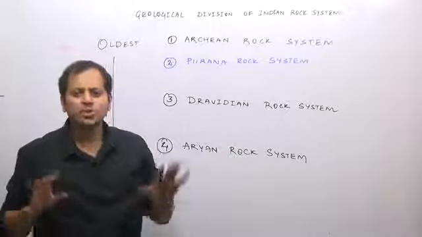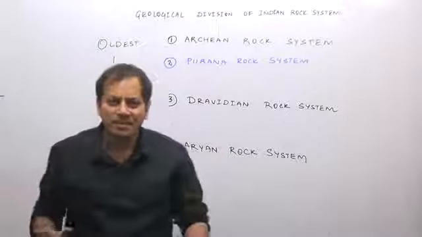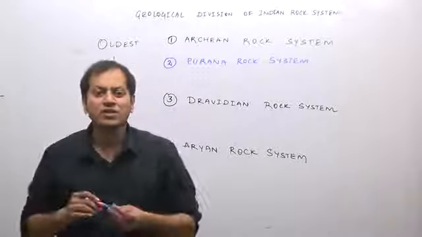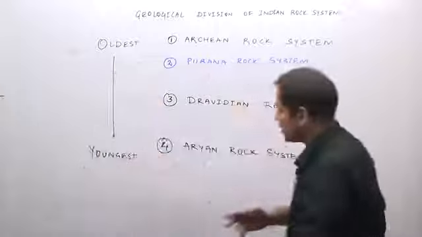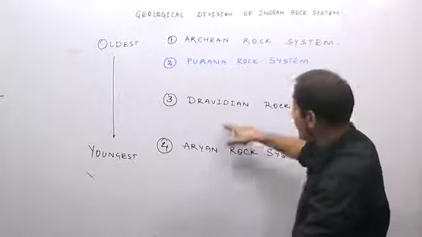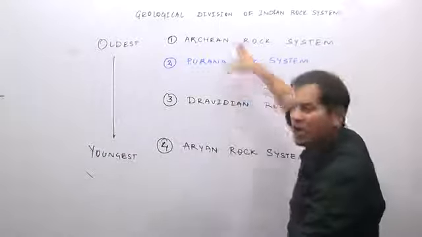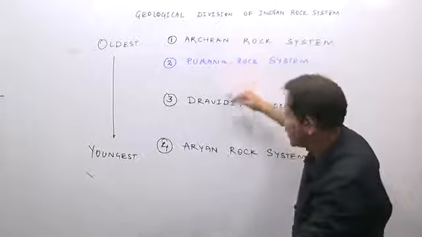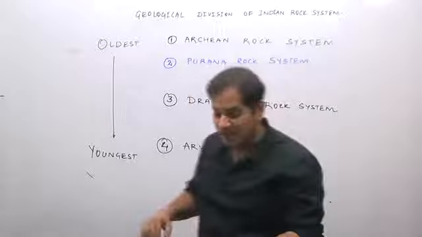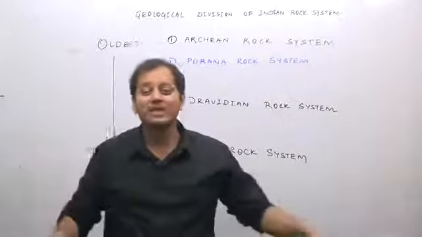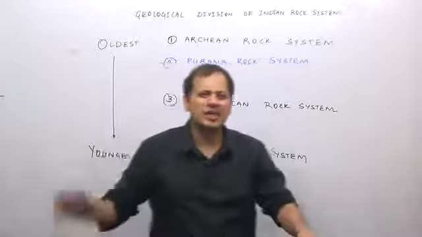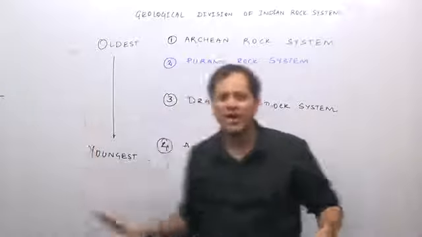A simple question will come based on this lecture: arrange the rock systems from youngest to oldest. Youngest to oldest, they are Aryan, Dravidian, Purana, Archean. Or from oldest to youngest, they are Archean, Purana, Dravidian and Aryan rock system. This chapter is missing in the new NCERTs, but it was there in the old NCERTs, and therefore questions have been asked from this. Very simple question, that is why I am doing it.